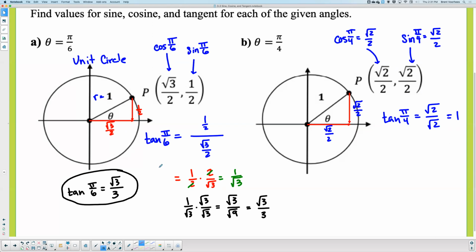Okay, I don't know if I'm losing you or if it's making sense, but that's how the trig works. All right, next slide.